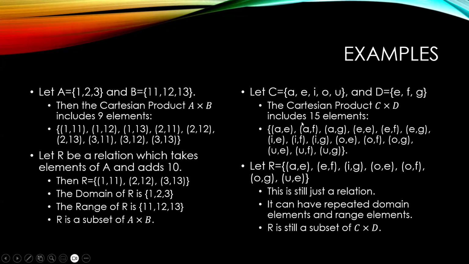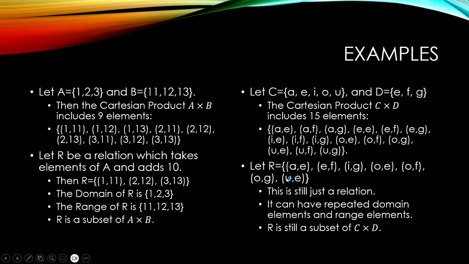Let's check out this one. Let C be {A, E, I, O, U}, and let D be {E, F, G}. The Cartesian product C cross D includes 15 elements. We have AE, AF, AG, EE, EF, EG, IE, IF, IG, OE, OF, OG, UE, UF, UG. It's a lot of different elements, but 15 in total.